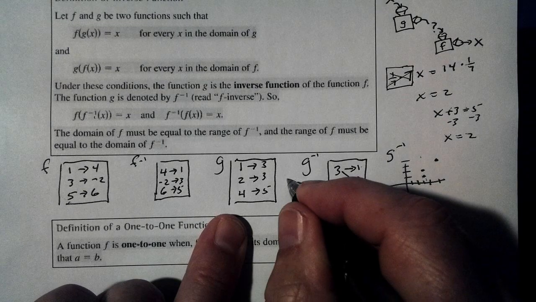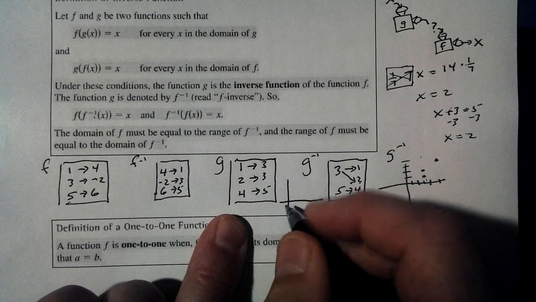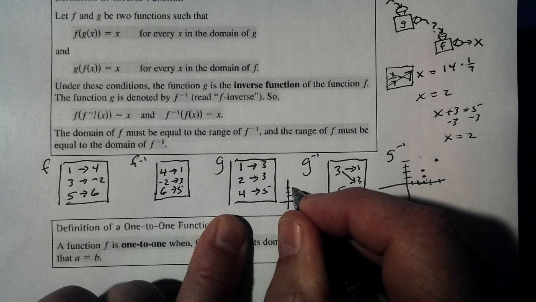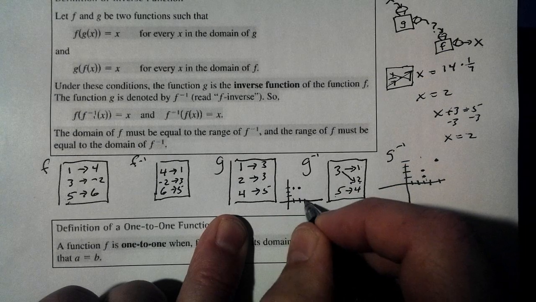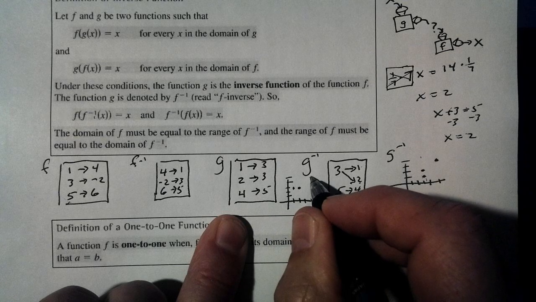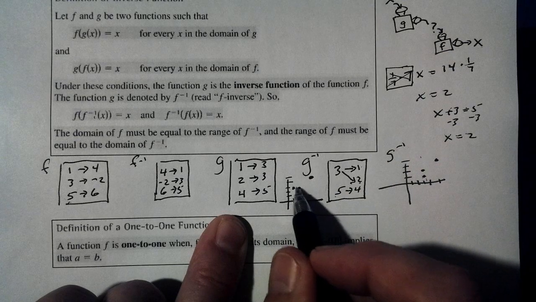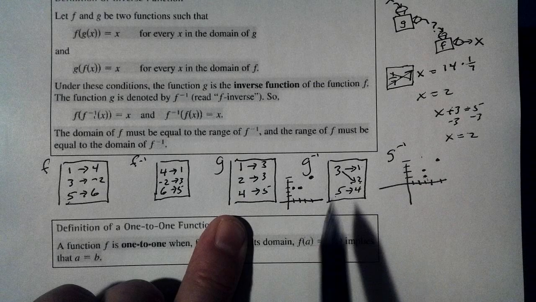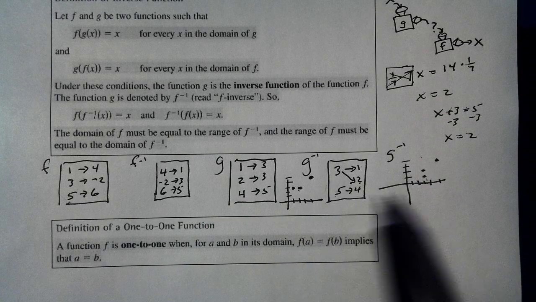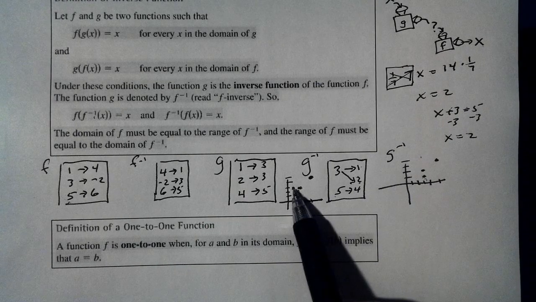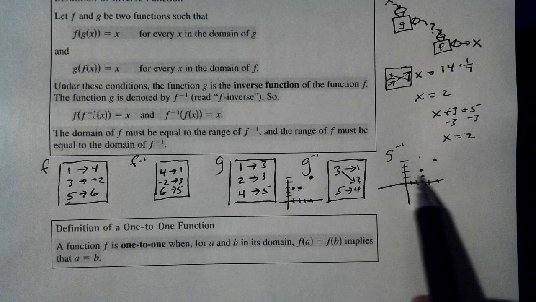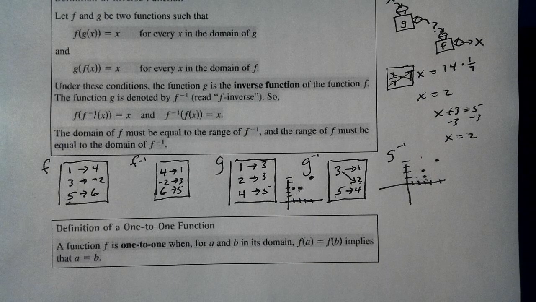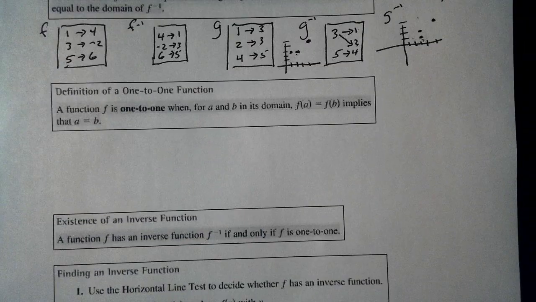Whereas G back here looks like this: 1s get turned into 3s, 2s get turned into 3s, 4s get turned into 5s right here. So this is a function, but it does not have an inverse function, because for the inverse function, these 2 points right here become an issue. Okay, that brings us to one-to-one functions.